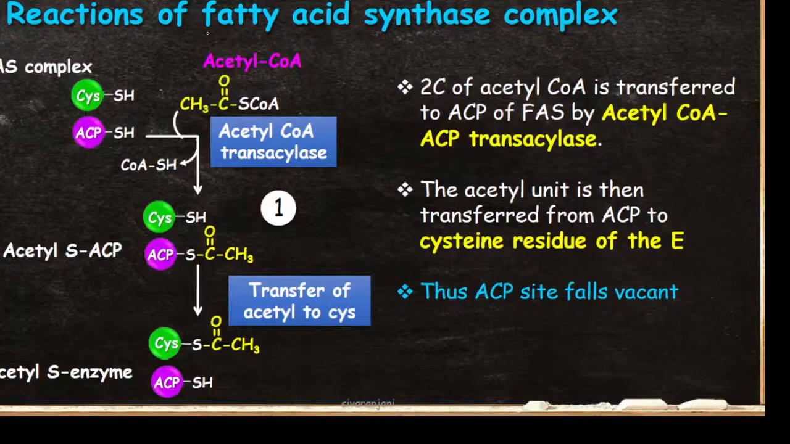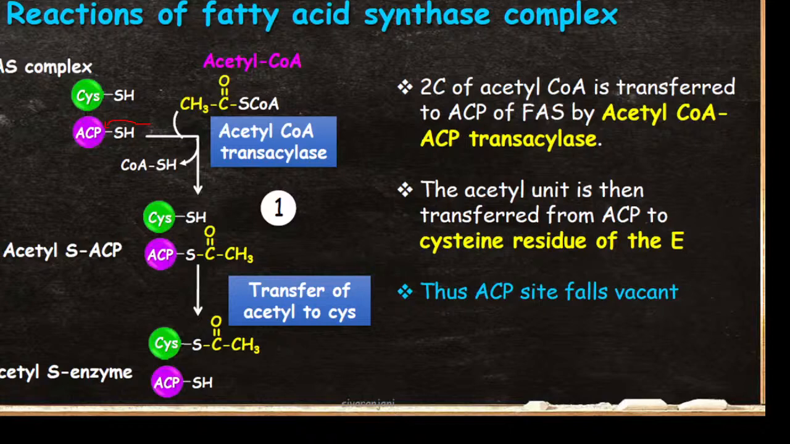So, the reactions of the fatty acid synthase complex. The first step is that the 2-carbon acetyl CoA is transferred to the acyl carrier protein of fatty acid synthase by acetyl CoA ACP transacylase. Here the acetyl CoA is transferred to the acyl carrier protein, which contains two units, that is ACP and a cysteine residue.